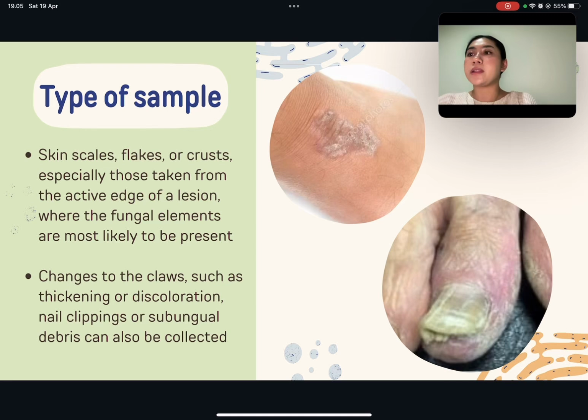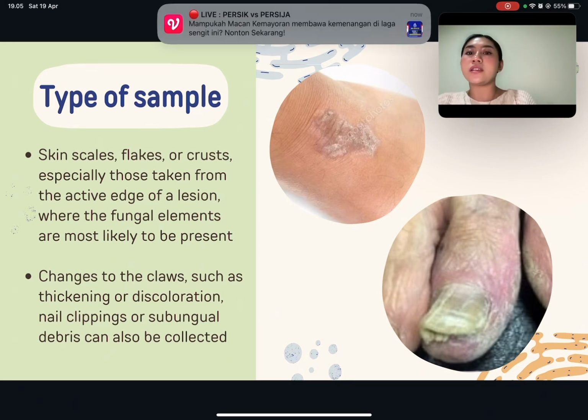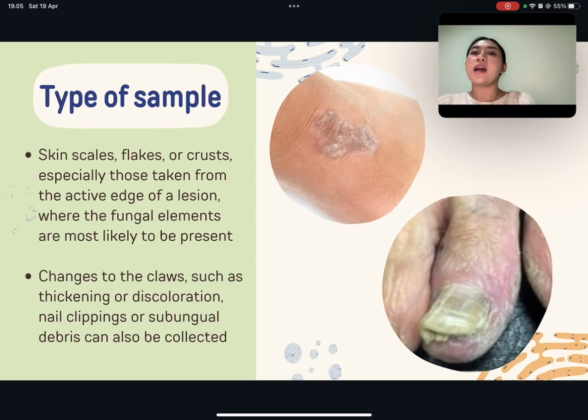This is the type of sample that we need to take for the examination of this fungus, which is skin scales, flakes, or crusts, especially those taken from the active edge of a lesion, where the fungal elements are most likely to be present. Changes to the nails, such as thickening or discoloration, nail clippings, or subungual debris, can also be collected since this fungus can also infect the nails.